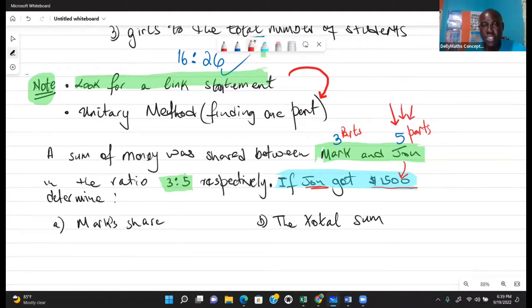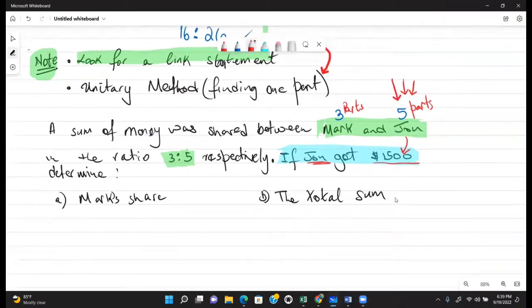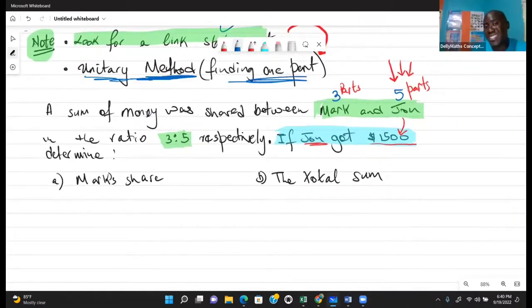Everybody, would you want to agree that John got 5 parts? Yes, sir. So we are going to use means to find one piece. We are going to try to find one piece. And then if I know one piece, then I can easily find Mark's 3 pieces.